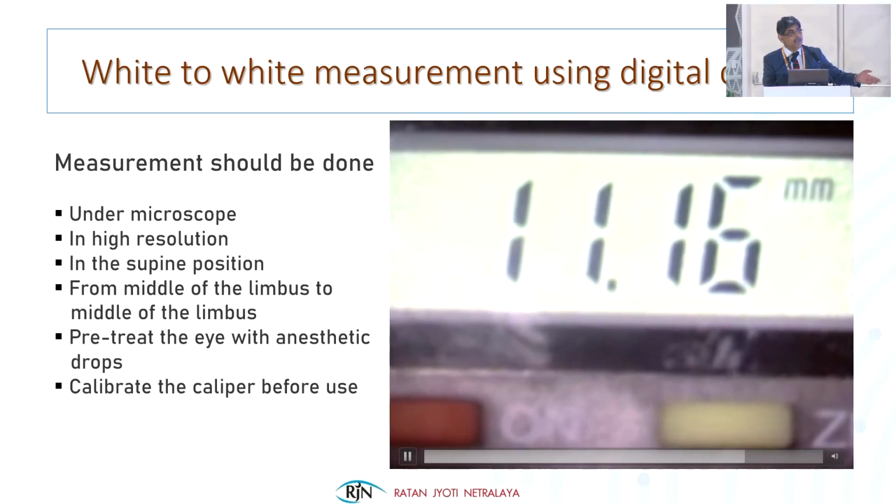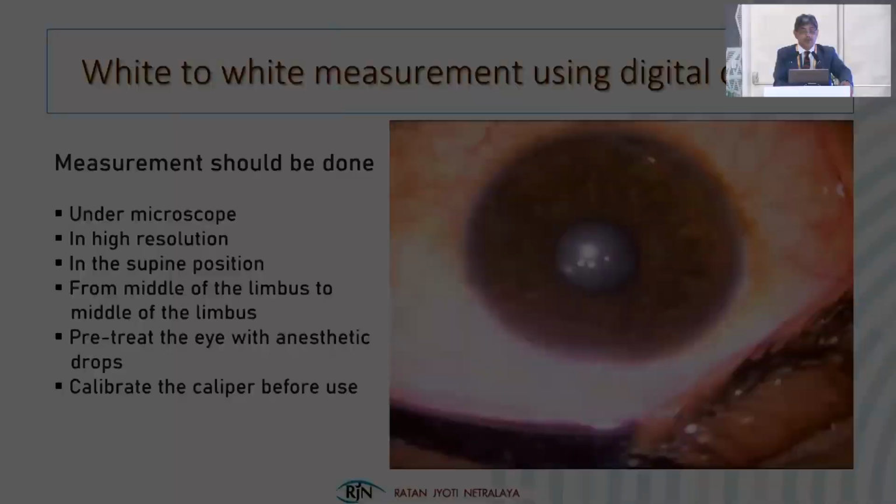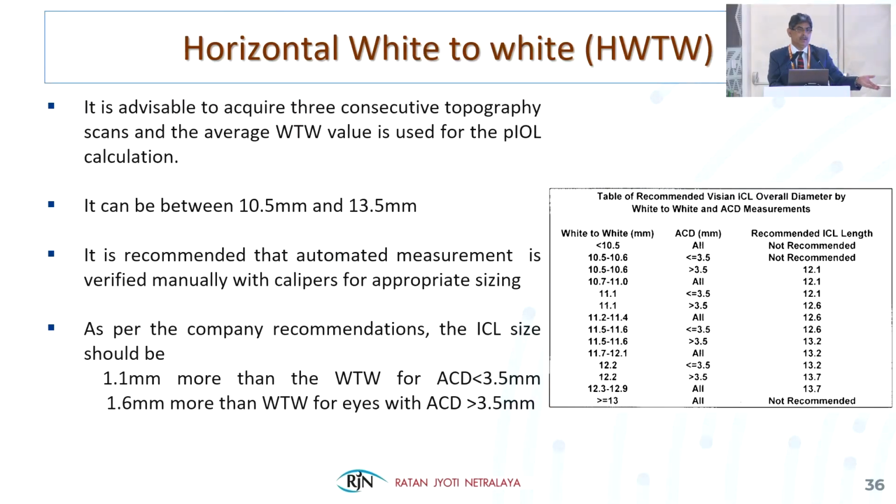So this is how it comes. It is very, very simple. It hardly takes two minutes. You have to counsel the patient, and this is how the surgical procedure is also done. So it is advisable to acquire consecutive topography scans and use the average white-to-white for the phakic IOL calculation, diameter size calculation.